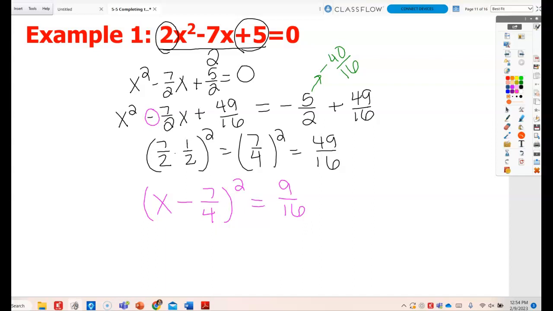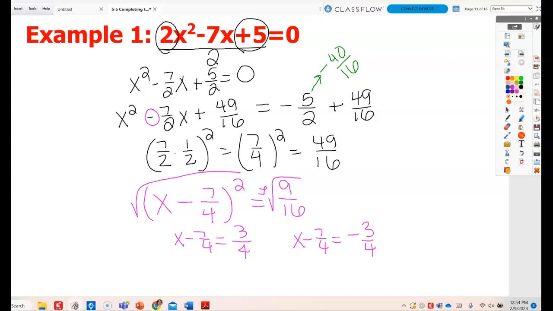We have to take the square root of both sides. When you take the square root, it creates the plus or minus on the numerical side. So you get x minus 7/4 equals square root of 9, which is 3, over square root of 16, which is 4. So you end up with x minus 7/4 equals 3/4, and x minus 7/4 equals negative 3/4. Because again, it's equal to that plus or minus of that square root.